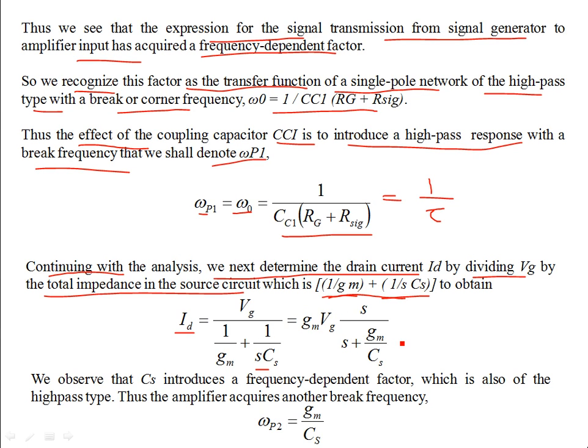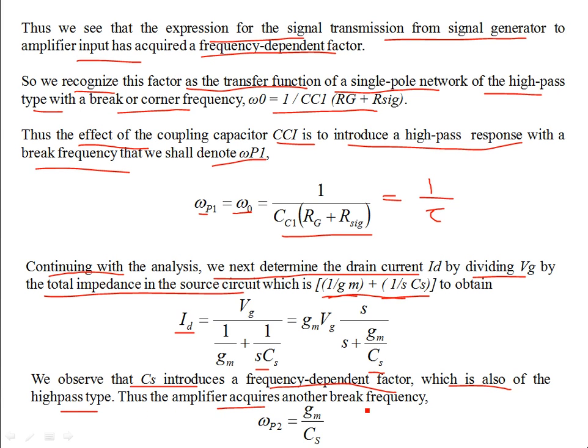This expression can be rewritten in the form of a single pole high pass type response. Why is it single pole? Because we only have one corner or break frequency and one S plus omega naught factor. If we had another, say S plus omega 2 or S plus omega 3, and so on, then it would be a 2 pole, 3 pole, or multi-pole high pass type response. But this is a single pole high pass type response, and the corner frequency is introduced by the bypass capacitor Cs. So we observe that Cs introduces a frequency dependent factor which is also of the high pass type.